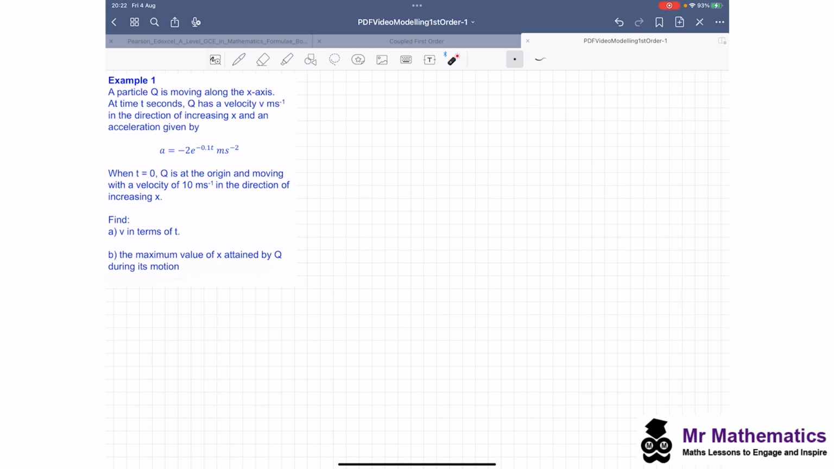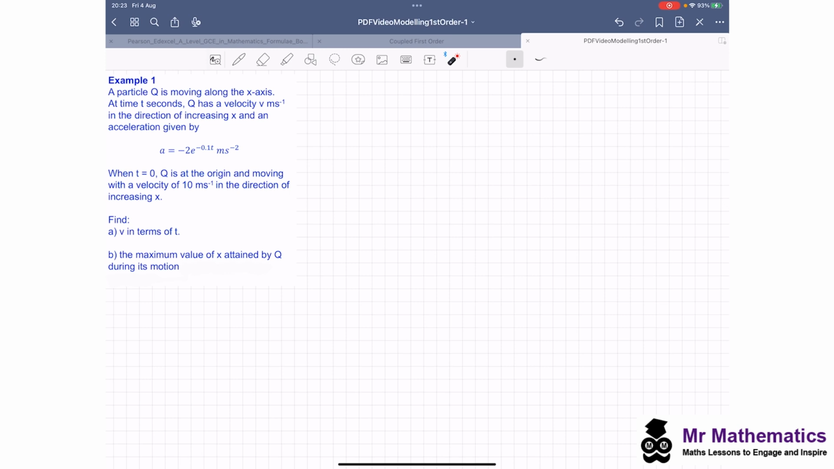So in example 1 we're told that a particle Q is moving along the x-axis and at time t seconds Q has a velocity of v meters per second in the direction of increasing x and an acceleration given by this function here. And when t equals 0, Q is at the origin and moving with a velocity of 10 meters per second in the direction of increasing x. And we've been asked to begin by finding the velocity in terms of time.